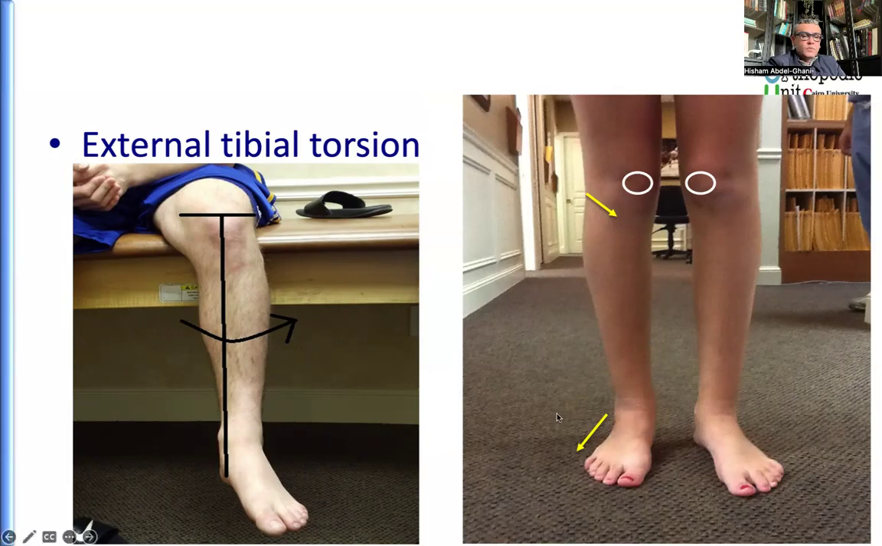One of the signs of external tibial torsion: if the child is walking with a normal foot progression angle, then the child has to internally rotate the knee. The knee is looking inward, the patella is looking inward, but the foot is looking outward. This means there is external tibial torsion.